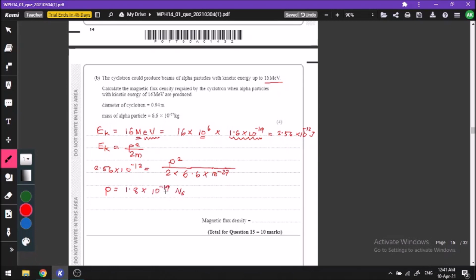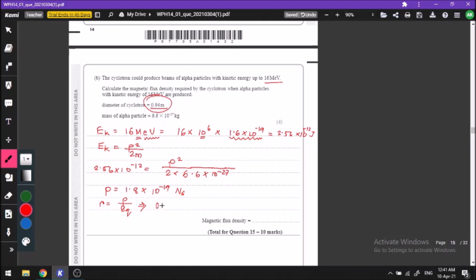Okay, now we will use the formula R = p/(BQ). We need to calculate the value of the magnetic field strength, so this B is unknown. We know the R: the diameter of the cyclotron has been given as 0.94. The diameter is given, so you have to convert it to R by dividing this by 2. You have to be very careful. This is not the radius, this is the diameter. So divide this by 2 and you get the radius.